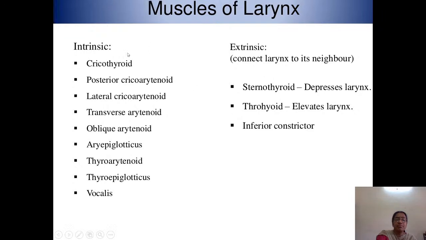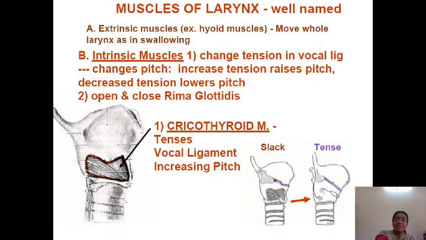Coming to the intrinsic muscles and the extrinsic muscles of the larynx. When you are seeing, these are the muscles: cricothyroid, posterior cricoarytenoid, lateral cricoarytenoid, transverse, oblique, aryepiglottic, vocalis. Other than that, the extrinsic muscles are sternothyroid and thyrohyoid. The only extrinsic muscle that you can see is the thyrohyoid muscle. There are also some other muscles like sternothyroid, but the most important one coming to the larynx is the thyrohyoid muscle. So these are the muscles of the larynx, which are divided into two sets, intrinsic and extrinsic muscles.